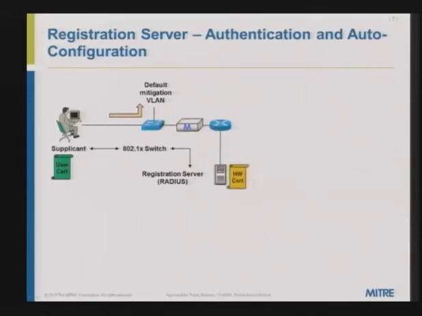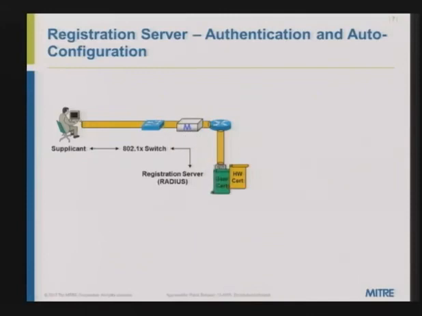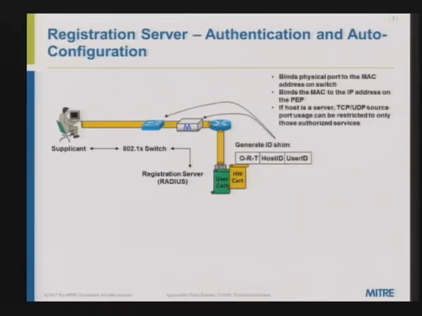The supplicant on the host will first send the hardware certificate information. This will create an encrypted tunnel between the host and the registration server. Then certificates from a smart card or other type of device will carry the user information across. If a user is successful in authenticating, this process will then bind the physical port and switch to the MAC address of the system. The registration server will auto-configure the PEP to bind the MAC address to the IP address of the system.